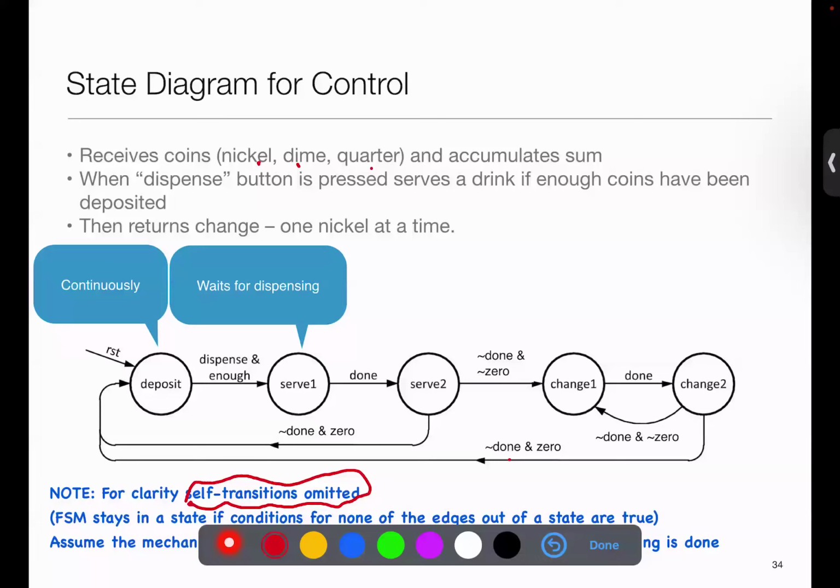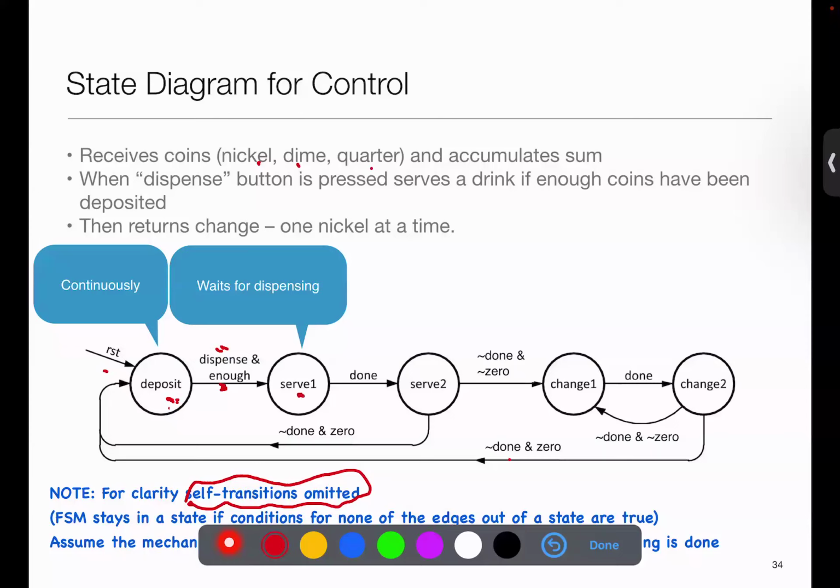What is happening here is that I'm going to start out in a deposit state after reset. This is the reset signal, which takes us to the deposit state. We are going to stay there, and the user can keep depositing coins, but I keep track of whether the user has deposited enough coins, and whether the user has pressed the dispense button. Both these conditions have to be met. Did the user press the dispense button, and has the user deposited enough coins to exceed the price of the drink? If so, we move to the serve 1 state.